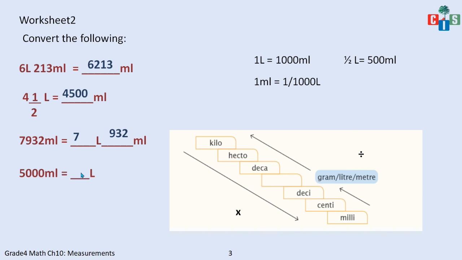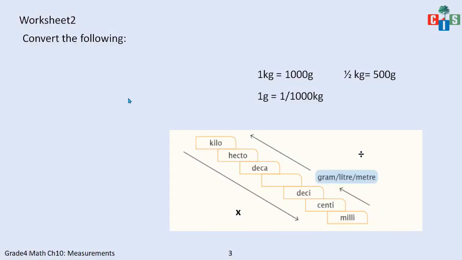5000 milliliter is 5 liters. Yes, because 1 milliliter is equal to 1 divided by 1000 liter. So you will divide it by 1000 and you will get 5 as your answer. Now let's move on to the next unit.